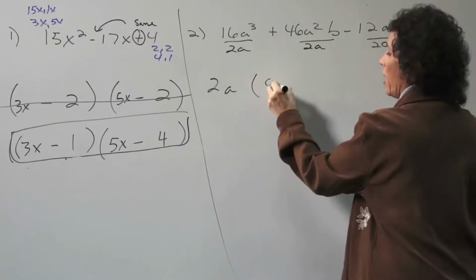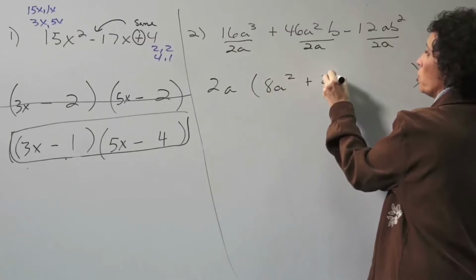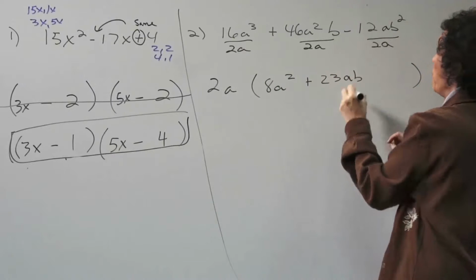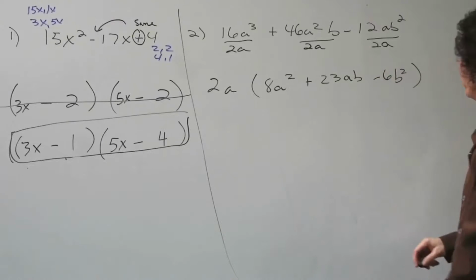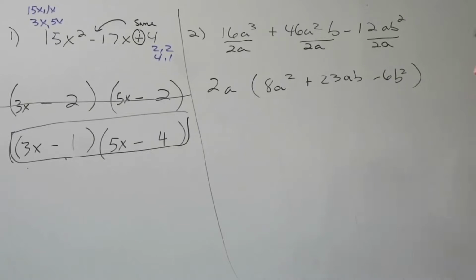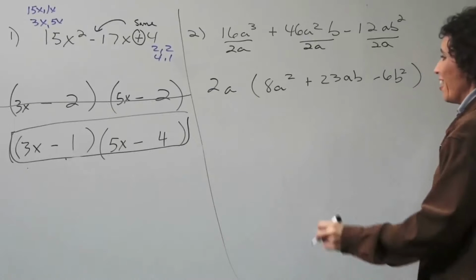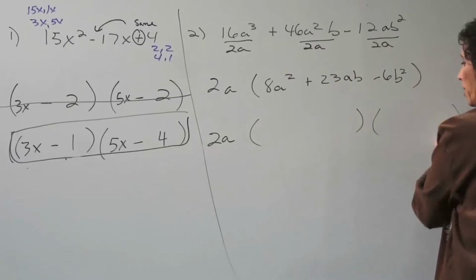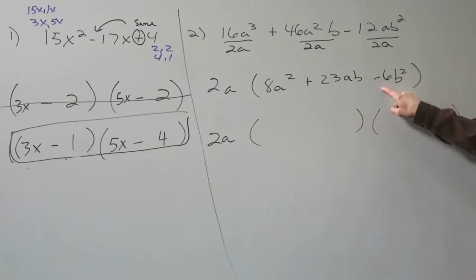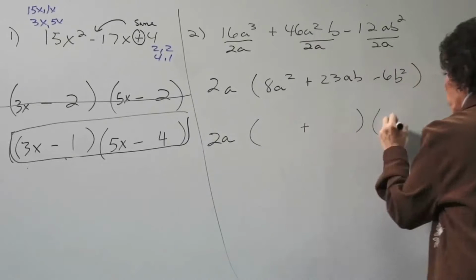We have 8a squared plus 23ab minus 6b squared. Oh boy. All right, here we go. That looks just so beautiful. That's the minus, so the signs are different.